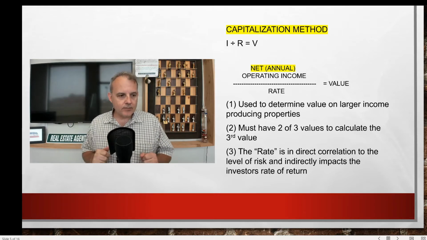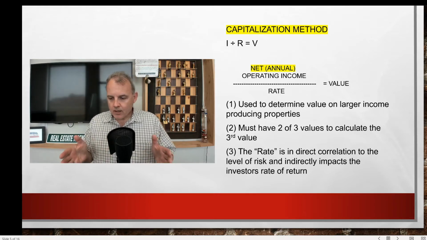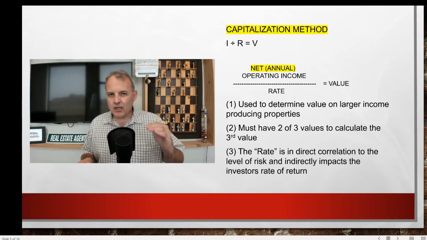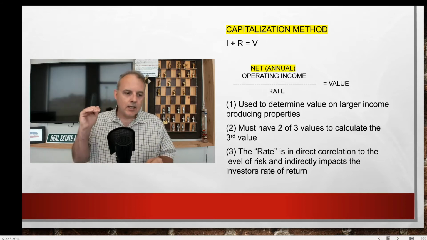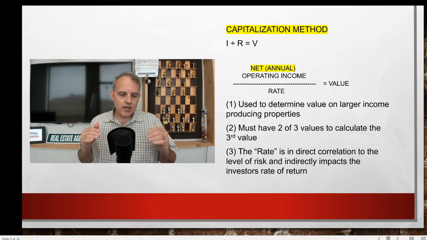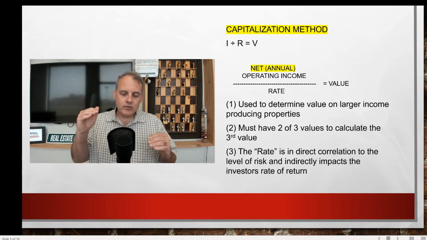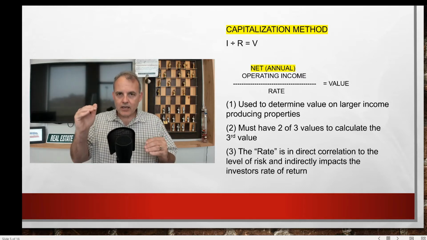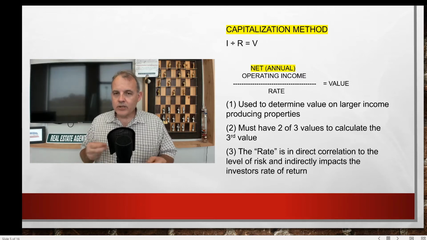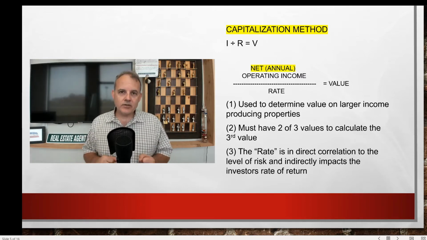And let me give you an example. Let's say that you have a property that's leased out to the Department of Motor Vehicles. It's a 25-year lease. It's going to have a lower capitalization rate because it's a lower risk versus, let's say, a gym where there's a lot more risk. It's a shorter lease, those types of things. So there is a direct correlation between the risk and the rate. It also impacts the return on the investment for the investor.